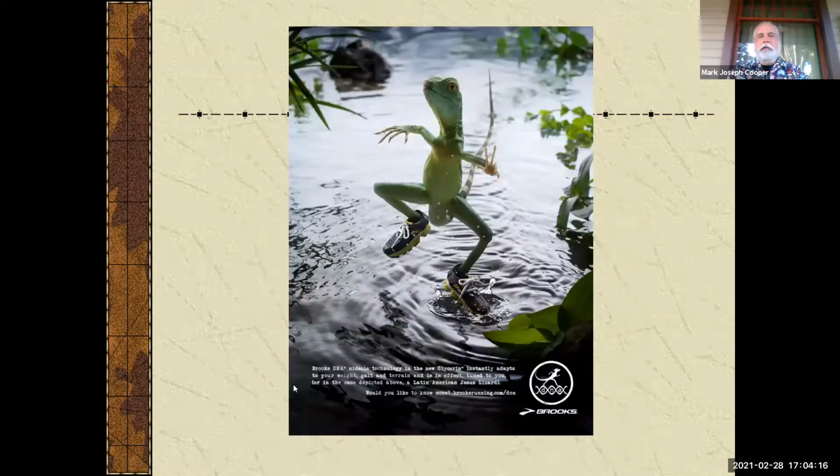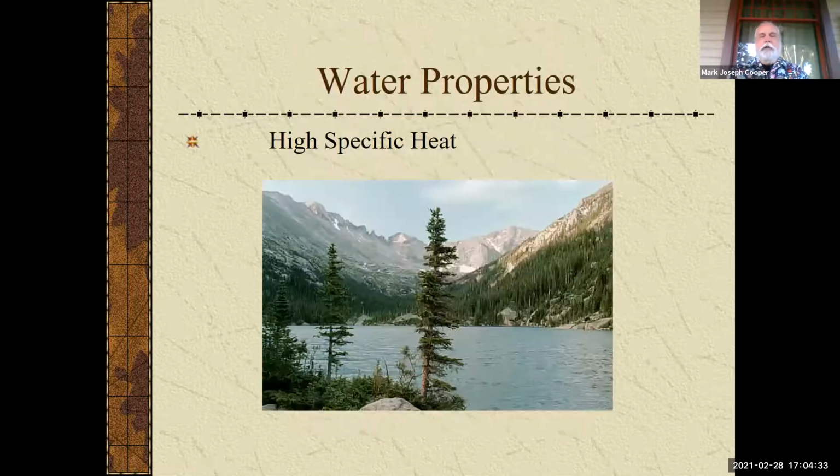And I love it. So here is Brooks, a shoe company that is taking advantage of this. So this is great advertising, except this is not a basilisk lizard. This is actually a green iguana. So get your animals straight. Take a biology class. All right.